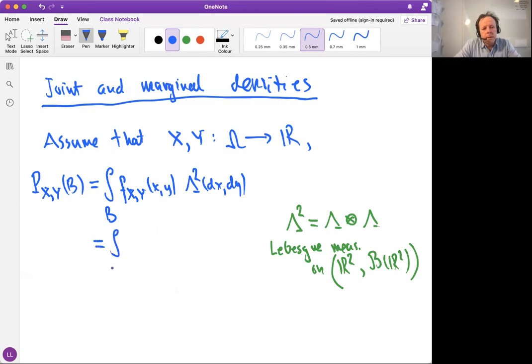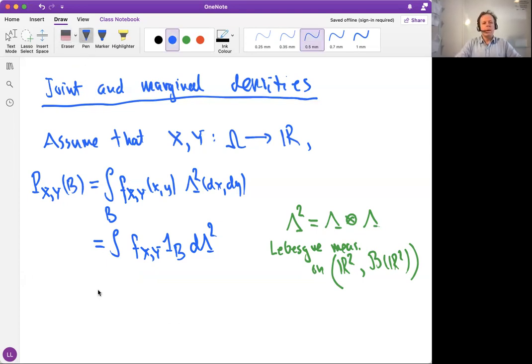So we might write it as an integral over R squared. Then we have this function f_XY, and then we have the indicator of B, and then the two-dimensional Lebesgue measure. So that would be the short way of writing this. And since the Lebesgue measure is defined on the Euclidean plane, we can take this way when we integrate over the full space.